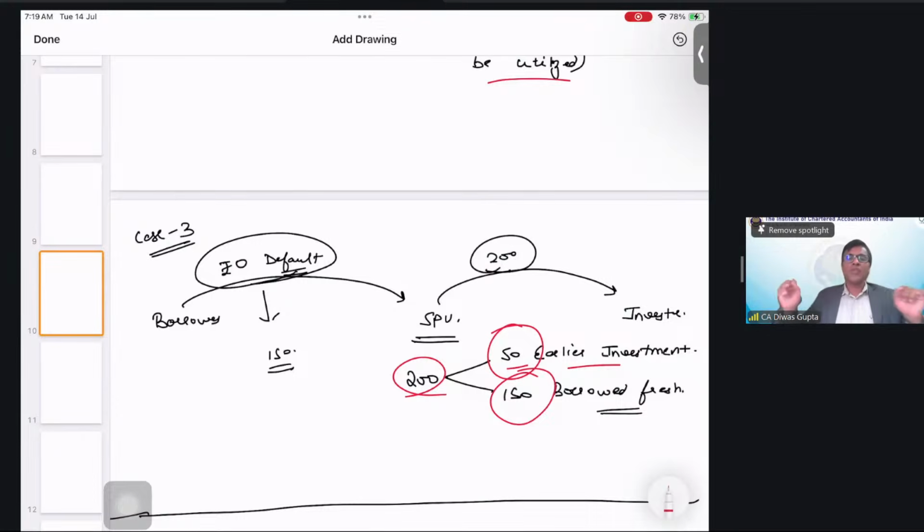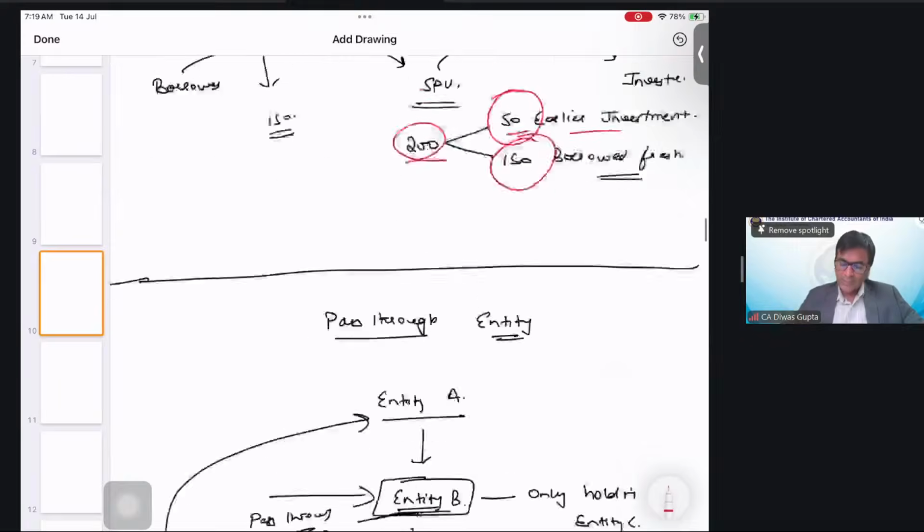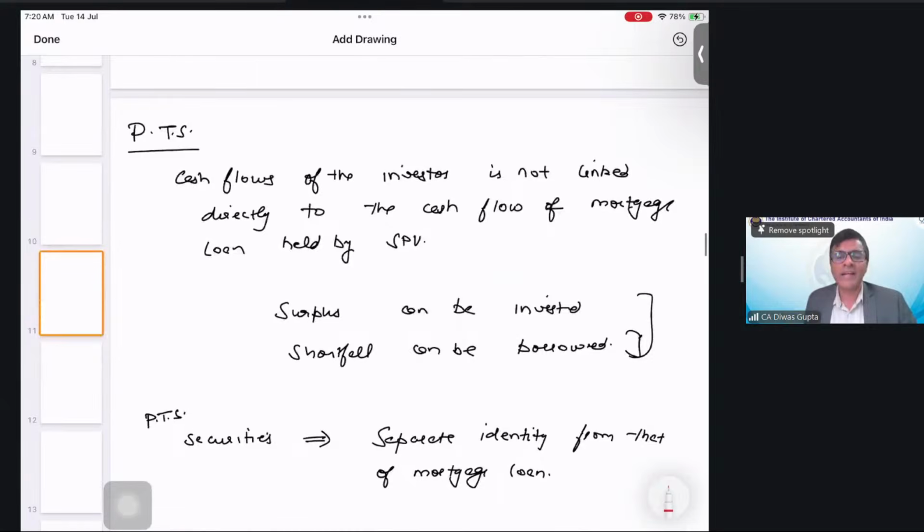So what is happening here? The cash flows of the security and the cash flows of the SPV are totally delinked. Sometimes we also call this a pass-through entity. Pass-through entity means that entity A is actually acting through entity B to entity C, right? So it's a pass-through. That means there is nothing significant that entity is doing apart from holding the investment in and investment out.